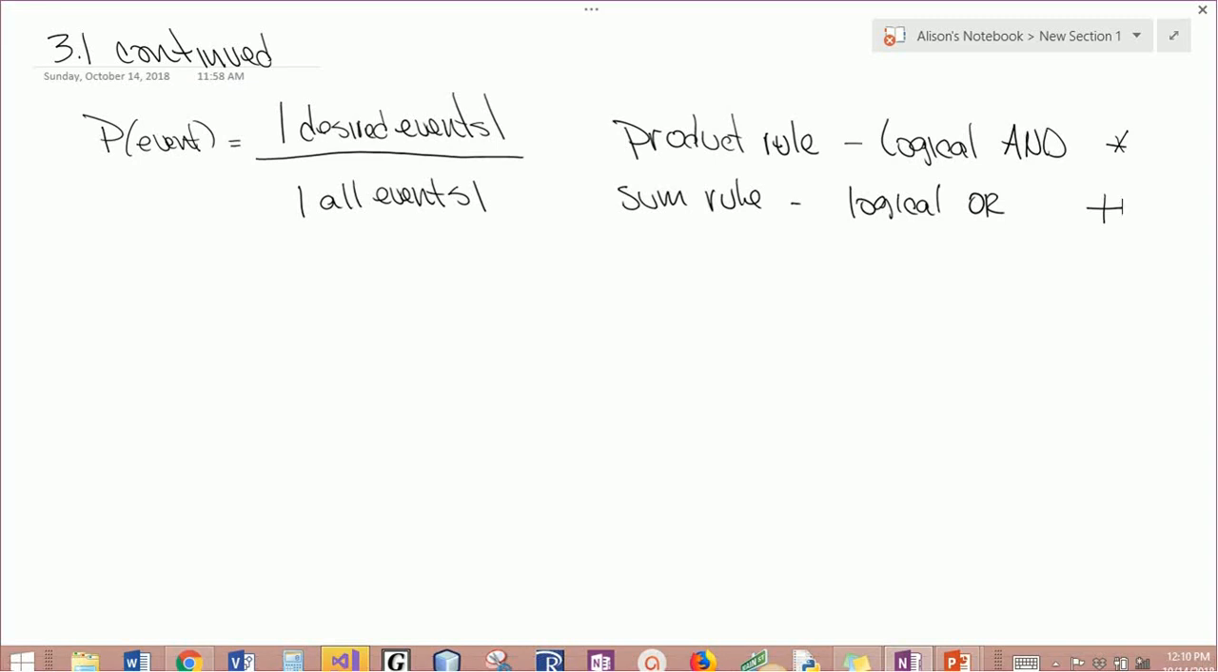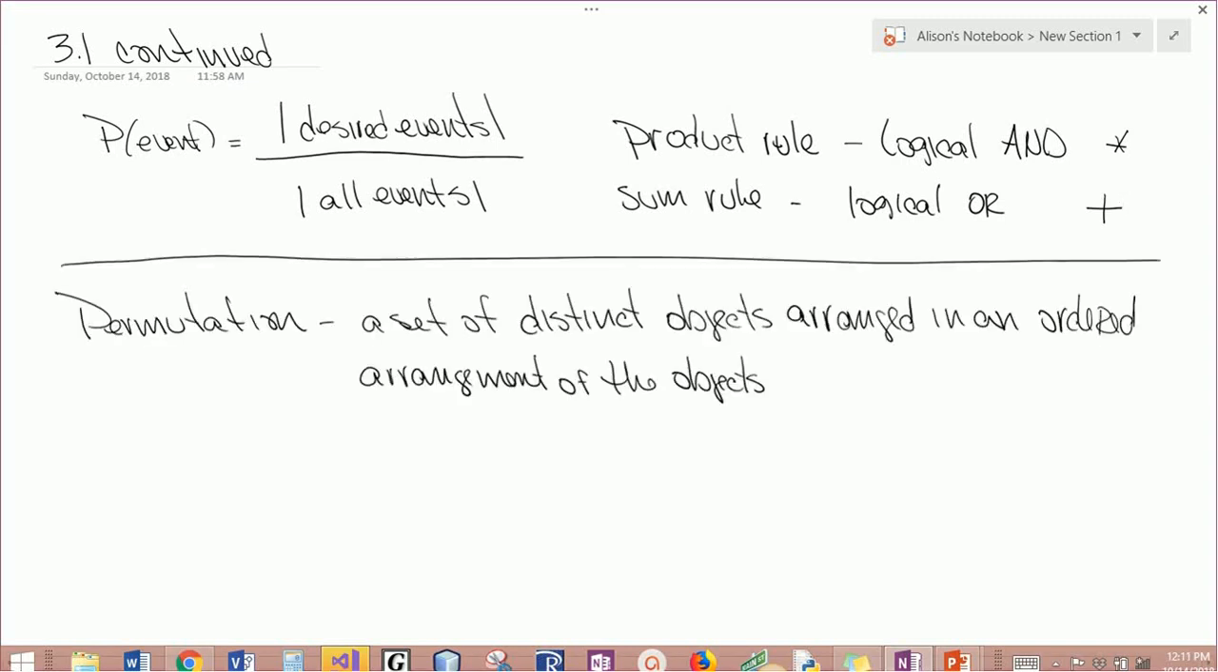What I'd really like to do next is to formalize these counting rules that we have been applying. So the first thing that we're going to introduce is a permutation. The definition of a permutation as a method of counting would be a set of distinct objects that are arranged in an ordered arrangement. And the key word here is order. So we're going to use permutation as a counting method when order matters.